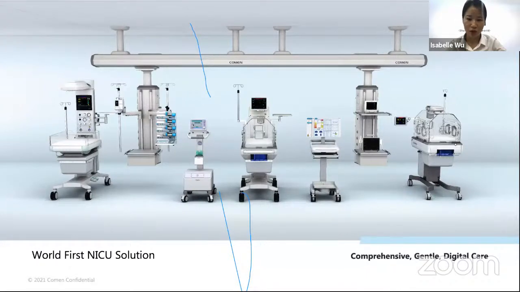Komen is the first one who provides the most comprehensive digital NICU solution compared with its worldwide competitors. We can provide up to 10 kinds of products for the medical care of neonates, after 10 years of development, like the incubator, radiant warmer, and neonatal ventilator for respiratory support.